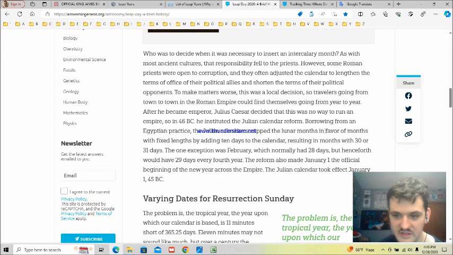scrapped the lunar months in favor of months of fixed length by adding 10 days to the calendar, resulting in months of 30 or 31 days. The exception was February, which normally had 28 days, but henceforth would have 29 days every fourth year. January 1st became the official beginning of the new year across the empire, and the Julian calendar took effect on January 1st, 45 BC.